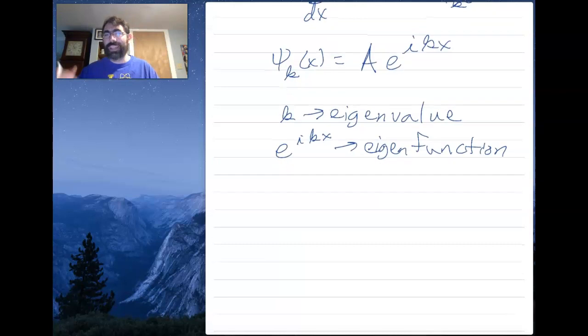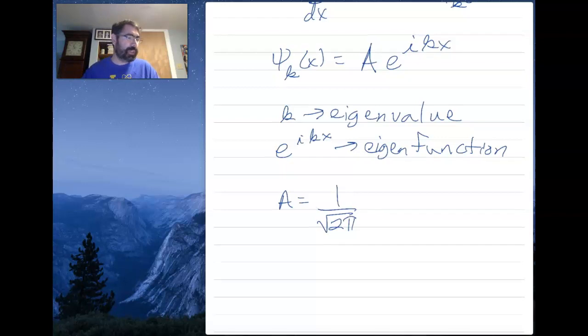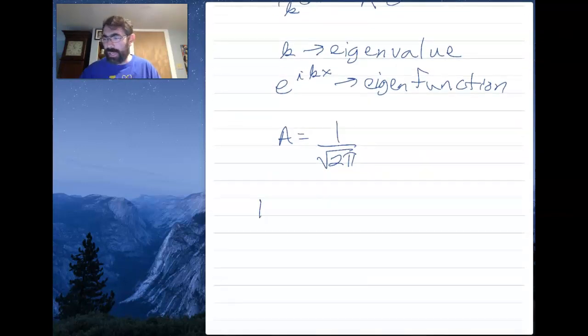Okay, what about that normalization? Later on, we'll find out how to normalize it, but I'm just going to tell you the answer right now. The answer is 1 over the square root of 2 pi. So our k space vector, or eigenvector, is 1 over the square root of 2 pi times e to the i k x.